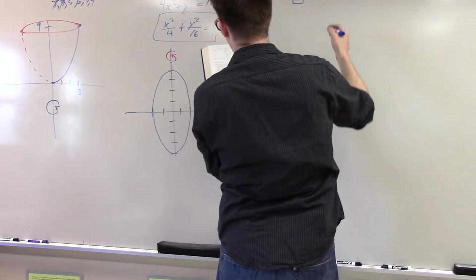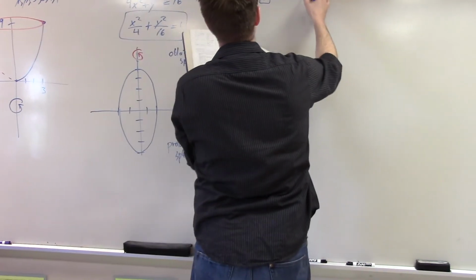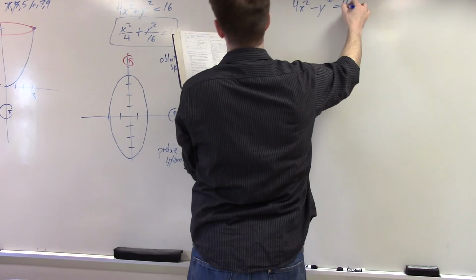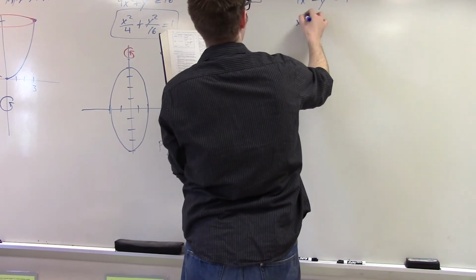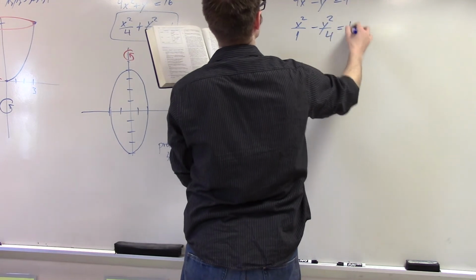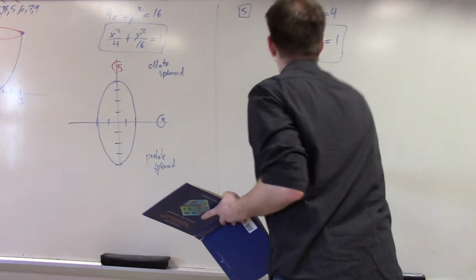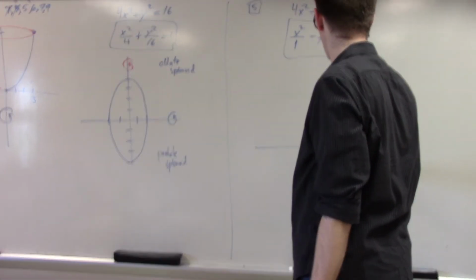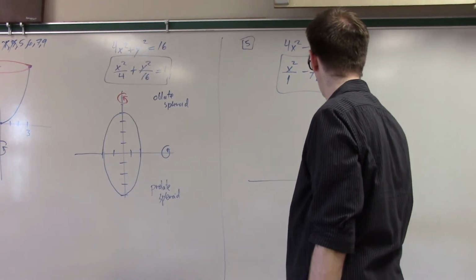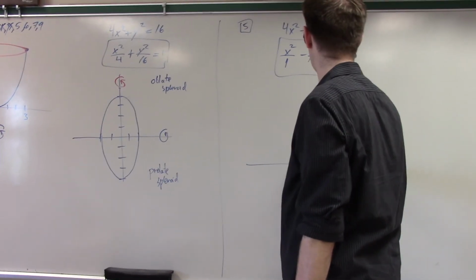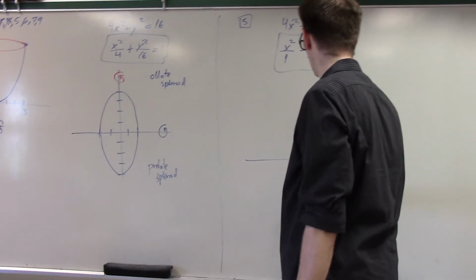They say the hyperboloid is formed by rotating the part of 4x squared minus y squared equals 4. So really that's x squared over 1 minus y squared over 4 equals 1. Let's just graph that right now. That's going to be horizontal. So we have our vertices here, and then the box like this. I think I'm doing this right.